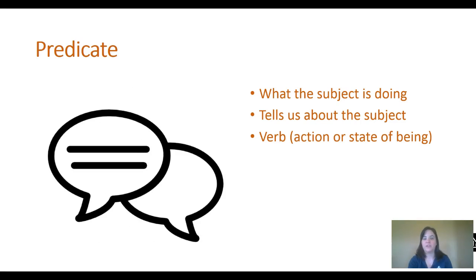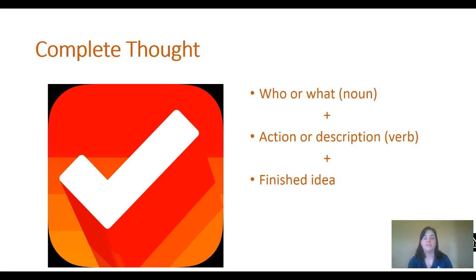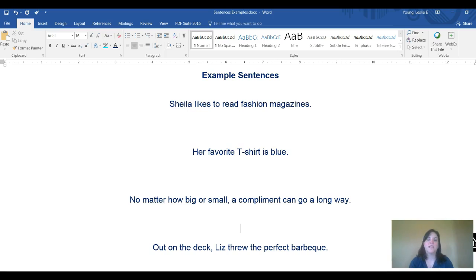The third part of a complete sentence is that the sentence must express a complete thought. This means that we need the who or what, the noun, the action or description, the verb, and a finished idea. Let's look at some example sentences and identify the subjects and the predicates.